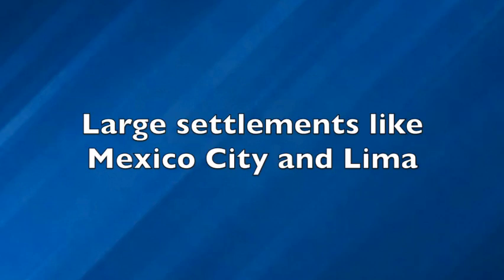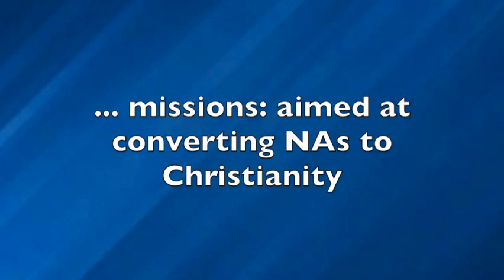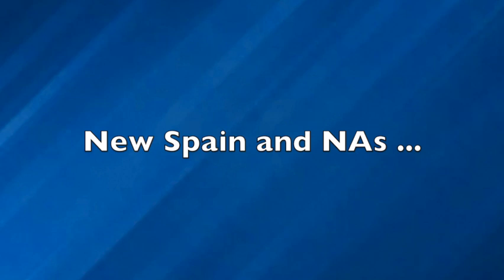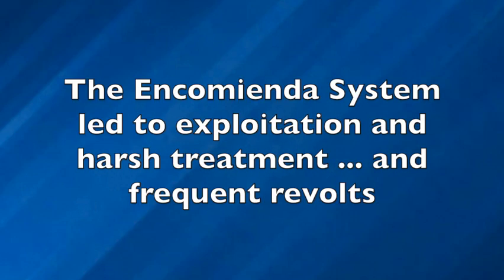The settlements in New Spain included large urban centers. Examples would be Mexico City in current-day Mexico, and Lima, which is in modern-day Peru, and missions aimed at converting Native Americans to Christianity. Settlements often included military forts as well in New Spain. New Spain's relations with Native Americans: the encomienda system led to exploitation and harsh treatment of Native Americans, leading to frequent revolts and resistance by Native Americans.